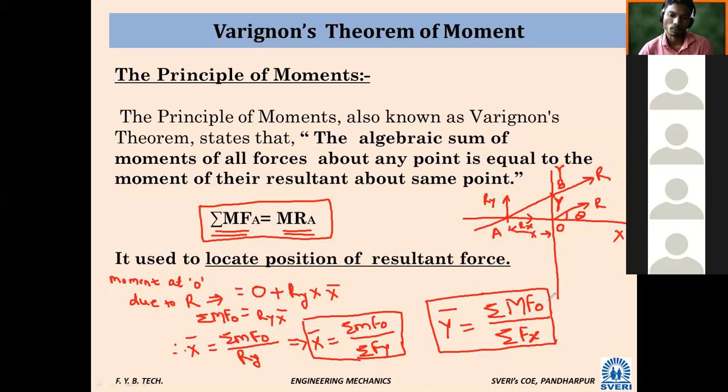Summation of all moments, what will be the unit of moments? Unit of moment? Newton meter. What is the unit of all forces? Summation of all forces. Unit of Newton. So Newton and Newton will get cancelled. What will remain behind? Meter. So these are the distances. Y bar and x bar are distances whose unit will be either meter, centimeter or mm. Have you got this? Yes.